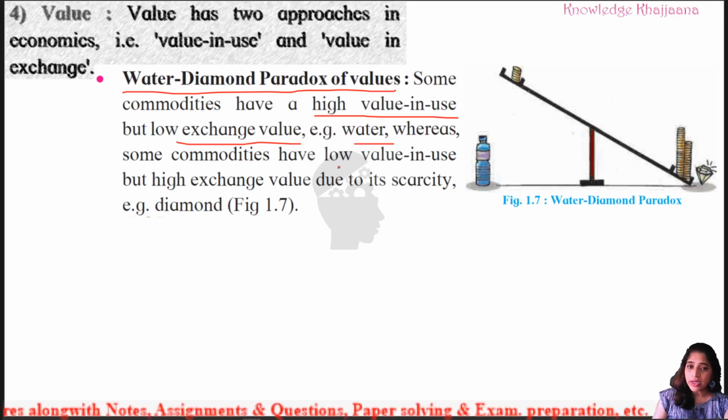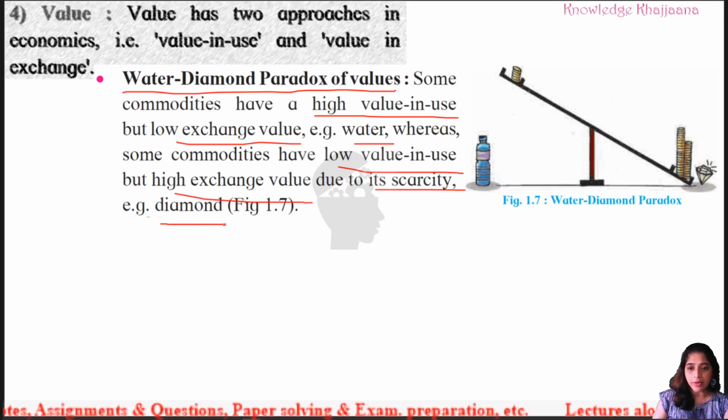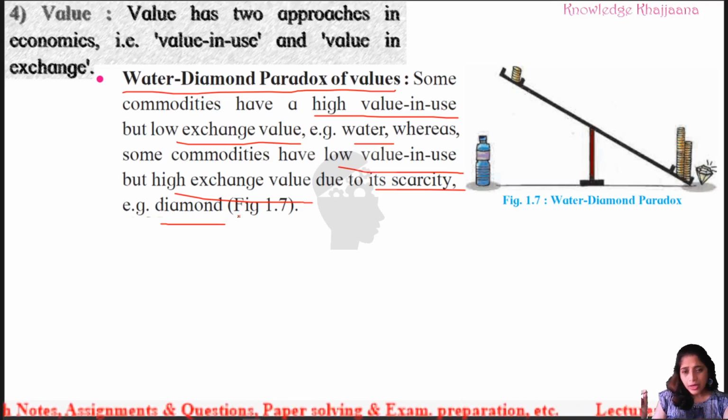Whereas some commodities have low value in use but high exchange value due to their scarcity. For example, diamond. What is the value of a diamond? We also get it from nature, but diamonds are very scarce in nature. Lots of processes have to be gone through for getting a fine diamond, right? So it is very costly. But does a diamond possess any value in everybody's day-to-day life? Can't anybody live without diamond? Absolutely not. Diamond has no usefulness in everybody's day-to-day life, but it has the value in exchange.